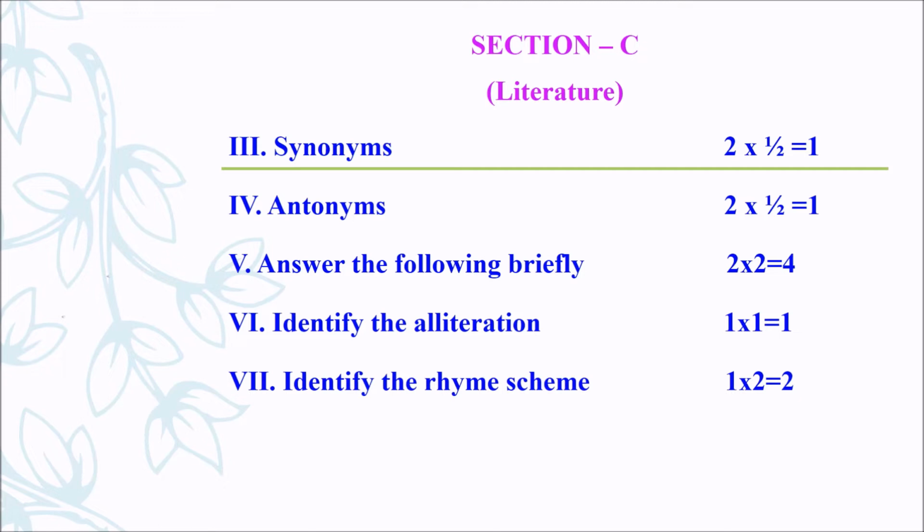Roman letter 6. Identify the alliteration. Here they will give you 2 lines. In that you have to identify alliterated words. For alliteration you will get 1 mark. Roman letter 7. Identify the rhyme scheme. Here they will give you 4 lines from the poem. In that you have to identify the rhyme scheme. For rhyme scheme you will get 2 marks.